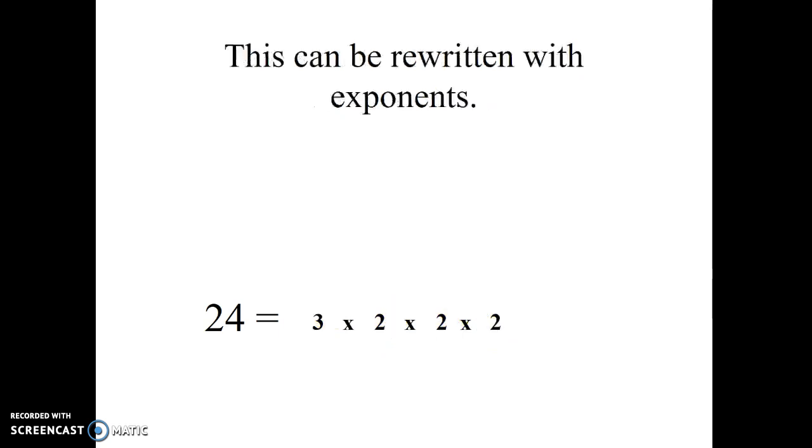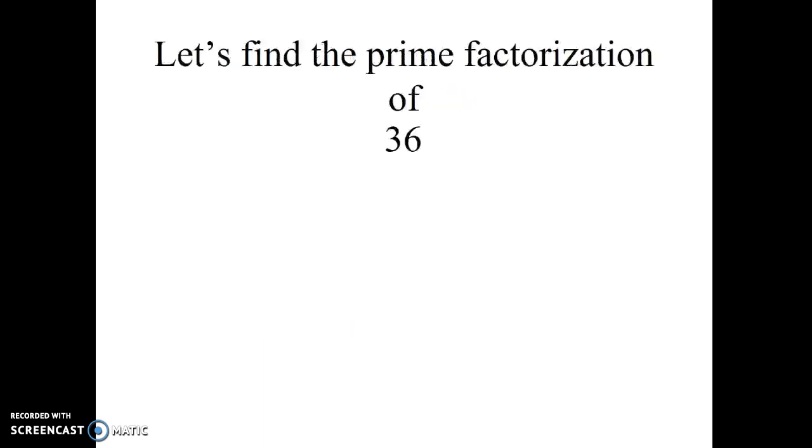But that can also be rewritten using exponents. So there are 3 2's, so we would say 2 to the 3rd power times 3. So that's another way we can write the prime factorization. Either way you want to write it for this class is fine with me. So let's try one more. Prime factorization of 36. If you think you've got it, go ahead and pause and try it out.